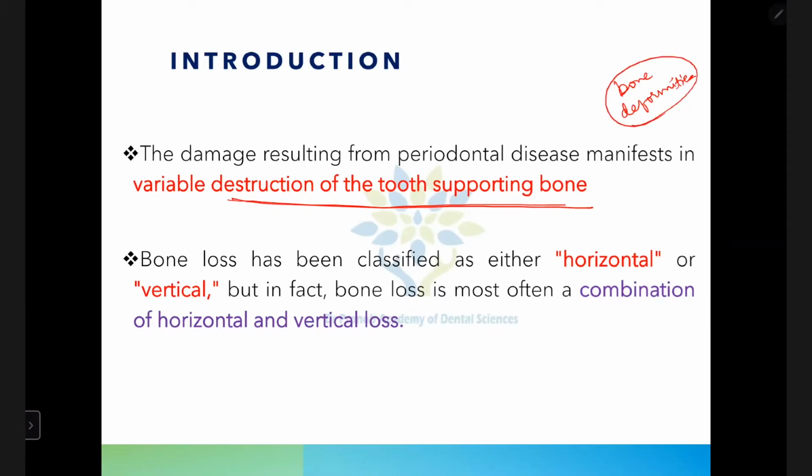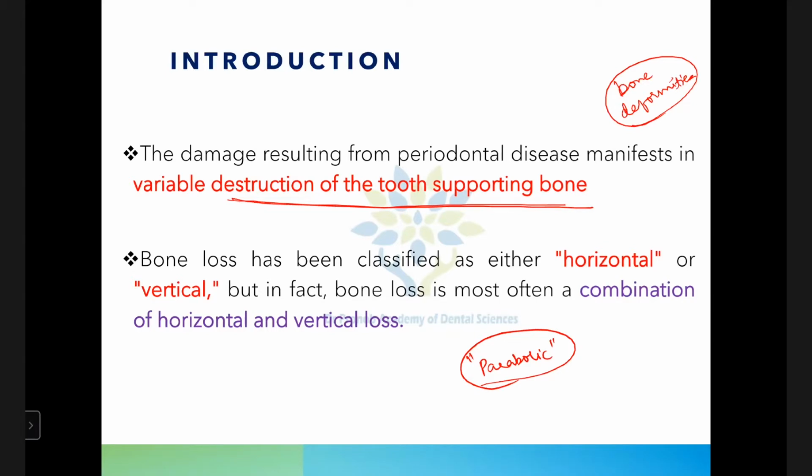There should be a physiologic contour that should be present for the bone. There should be a physiologic parabolic contour which should be created. Because if the bone contour is proper, then the overlying gingival soft tissues will also be proper. That's why we need proper contouring of the alveolar bone.